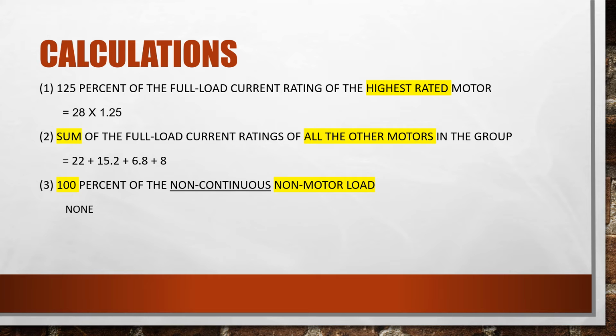So here in our calculation, it is not included, so there is none. If there are non-motor loads which are non-continuous or operating less than 3 hours, you can include them as well. And number 4: 125% of continuous non-motor load. So if you have a continuous non-motor load like lighting, which is operating more than 3 hours, you can include it as well. But here in our example, it is not considered.